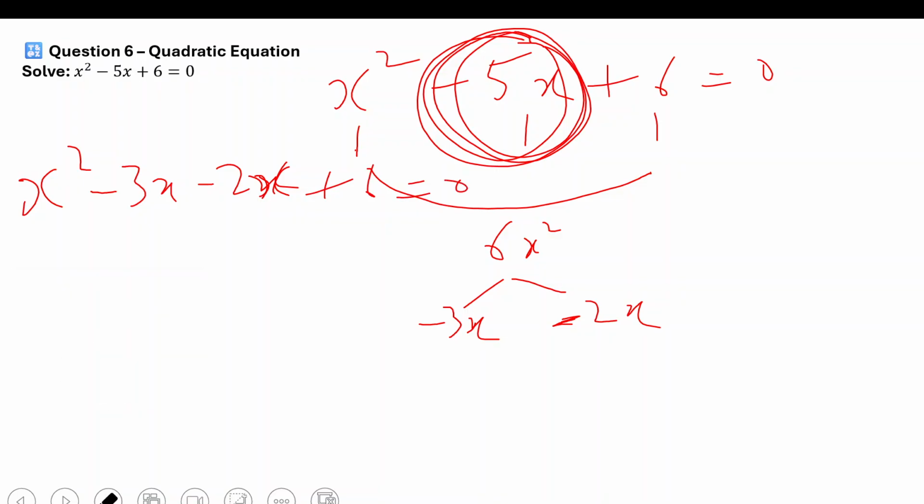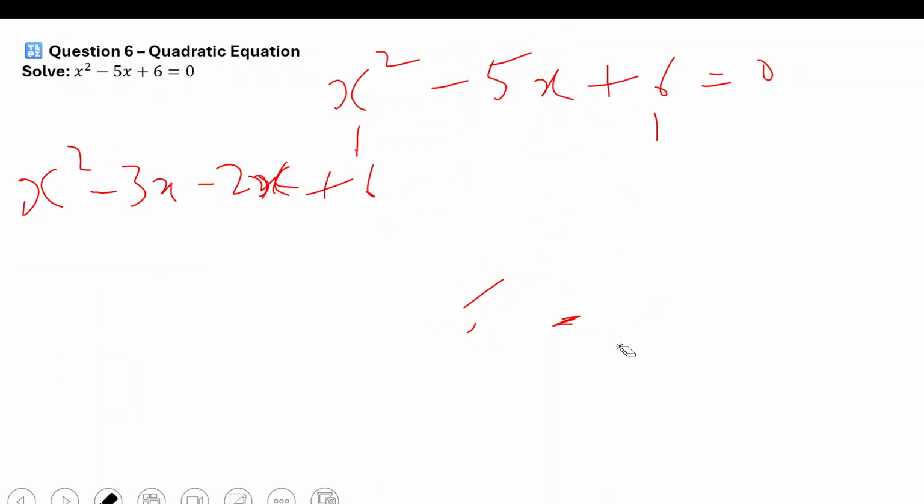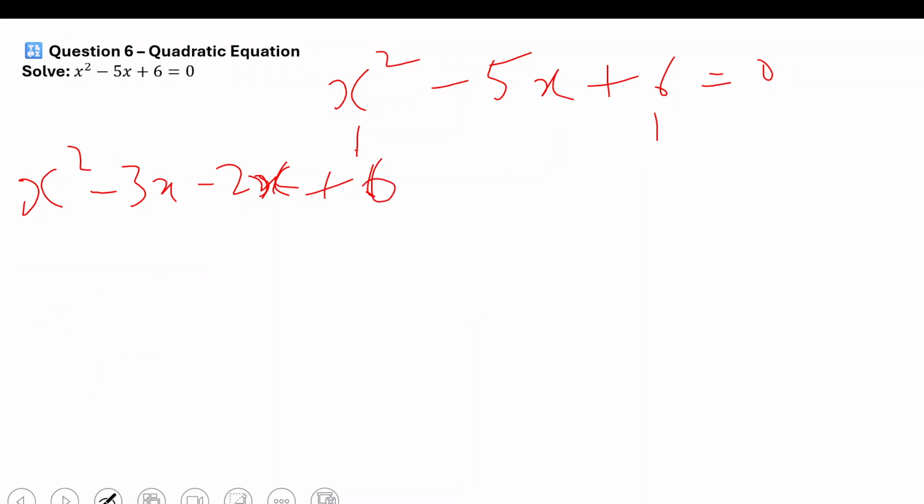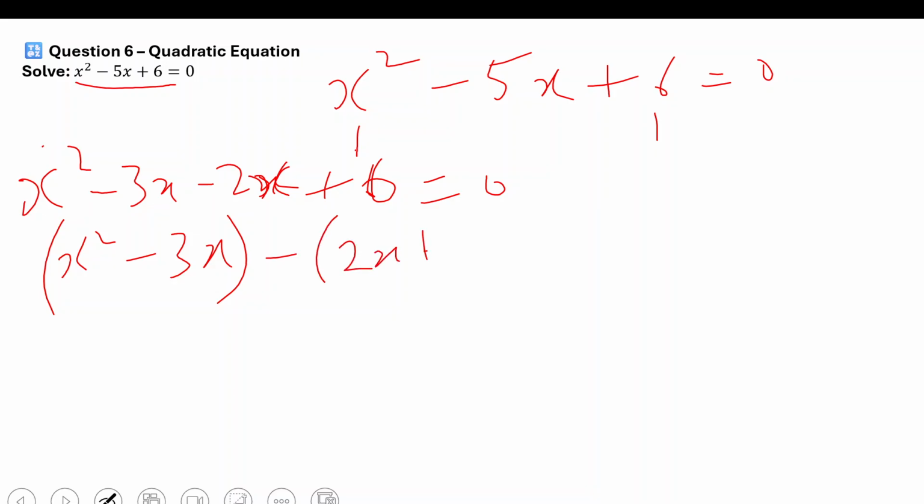Okay, so let me take some things off so that I can have ample space. So at this point, I have 4 terms in this expression. I've changed my 3 terms into 4 terms. So I'm going to start by grouping. I'll group the first 2 terms like this: x squared minus 3x. Then I group the last two terms, minus 2x plus 6, all equals to 0.